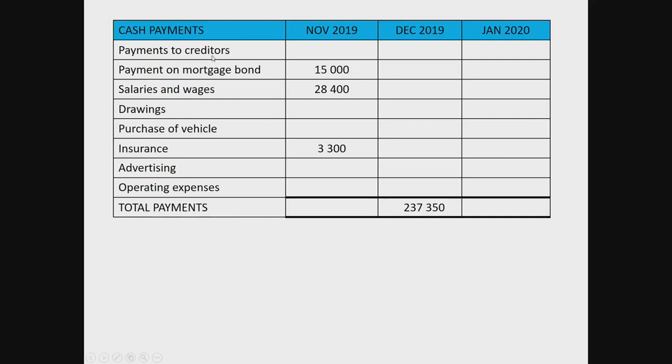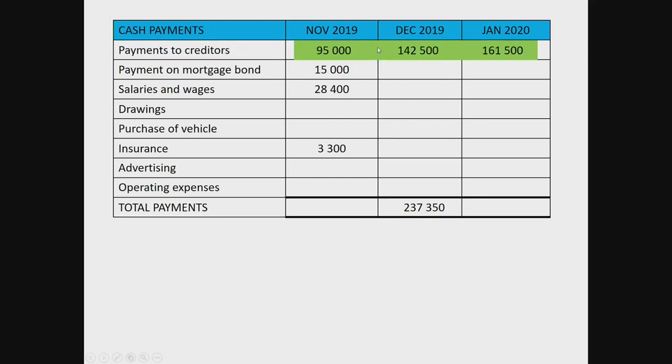They're giving us payment to creditors. So that was the payment that we made where we converted the sales into the cost of sales, and then we paid. Okay. Then we're paying on the mortgage bond. We have salaries and wages. The owner will be taking cash drawings. The owner will be buying a vehicle. He's paying insurance. He's paying advertising, and he has other operating expenses. So some of those figures were typed in already. Just remember that figure should be 237,350. So let's see what the information is given.